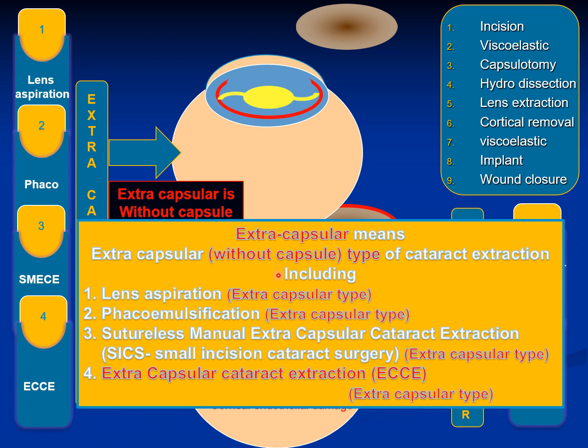I repeat it, extracapsular means leaving the capsule behind, and this includes lens aspiration, phacoemulsification, sutureless manual extracapsular cataract extraction, and extracapsular cataract extraction. This is a bit confusing. The whole group is called extracapsular extraction, while one part of it is called extracapsular cataract extraction.